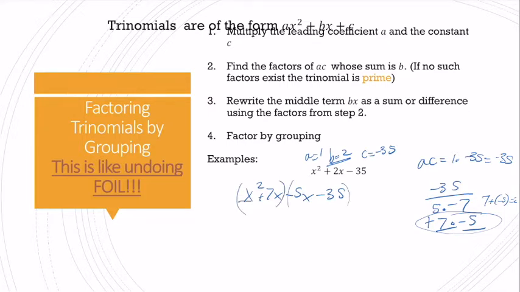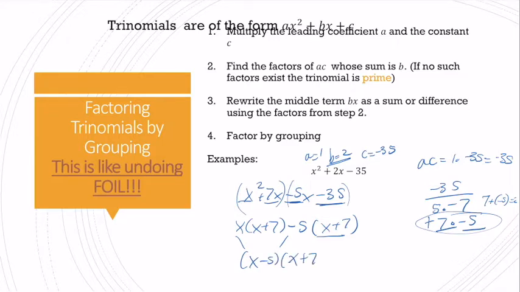The greatest common factor of x squared and 7x is x. The greatest common factor of -5x and -35 is -5. So my greatest common factors are x minus 5 times x plus 7.